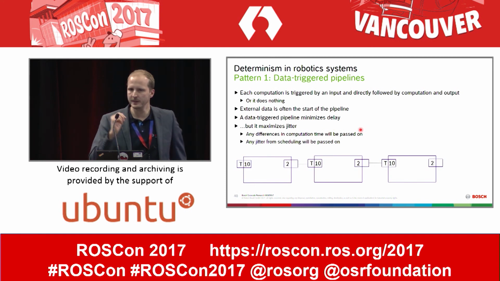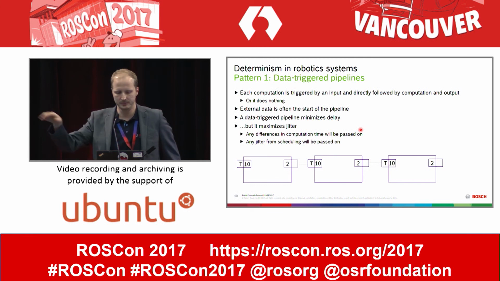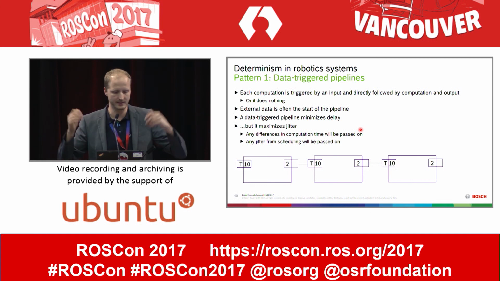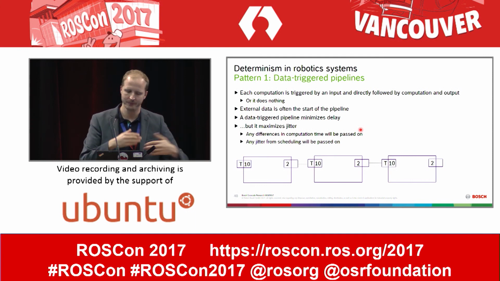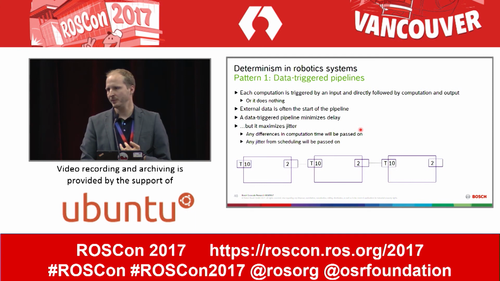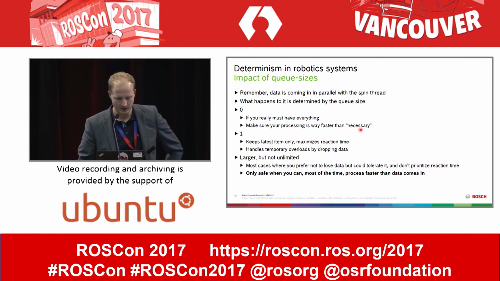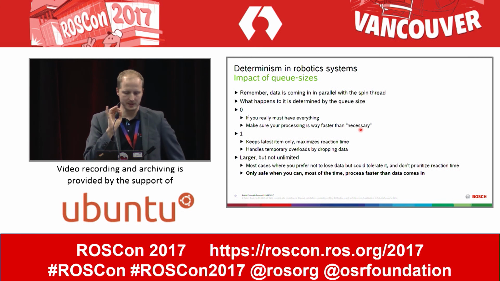The easiest way to achieve full determinism is to have data triggered pipelines throughout. Data in, processing, data out, and do that in a pipeline, and that's perfectly deterministic, in the sense that you don't have reorderings. So this minimizes delay. If all you care about is delay, that's what you should do. But it maximizes jitter, because all of the input jitter and all of the processing time jitter will be directly passed on. And another thing you have to keep in mind is the queue size part.